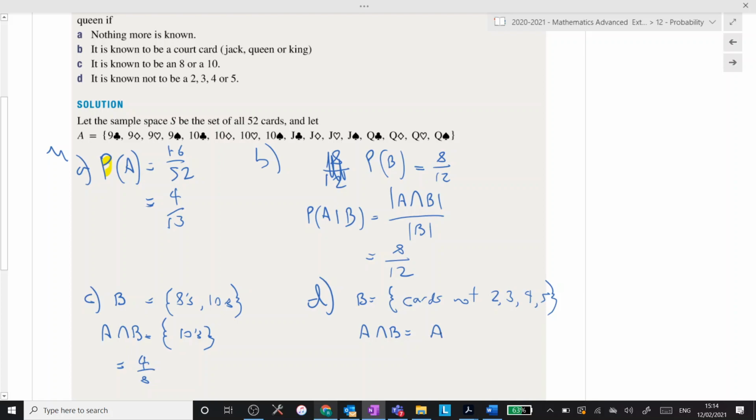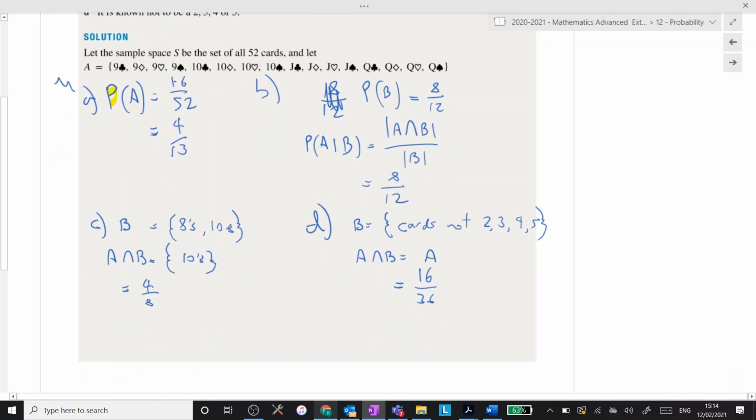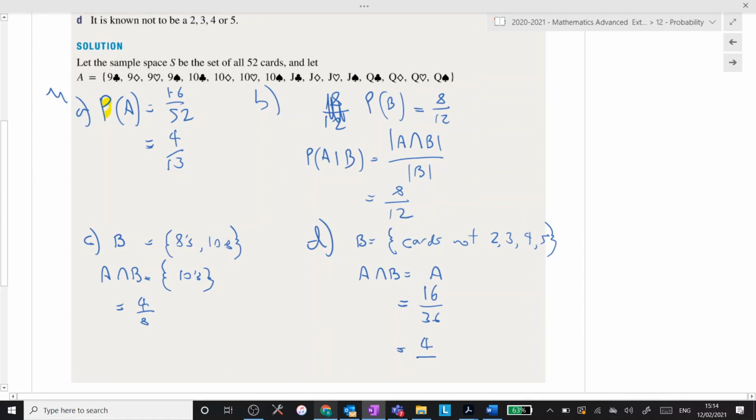But we've reduced our event space. So how many are there in total? There's 16 still. But it's not a 2, 3, 4, or 5, so it's not out of 52 anymore. It's out of 36. Which brings us down to 4 over 9. Well done. Well done.